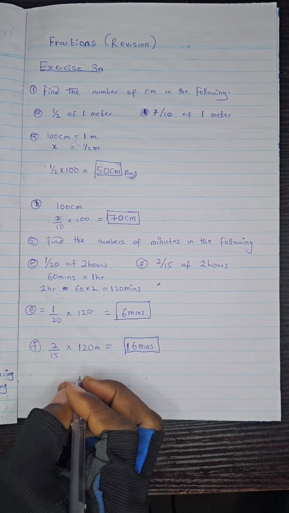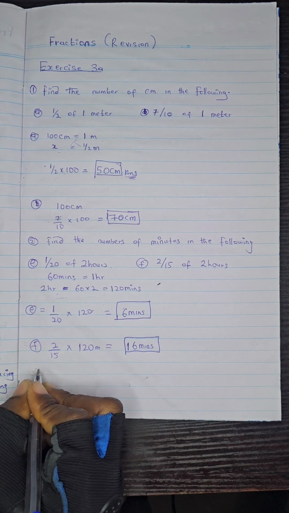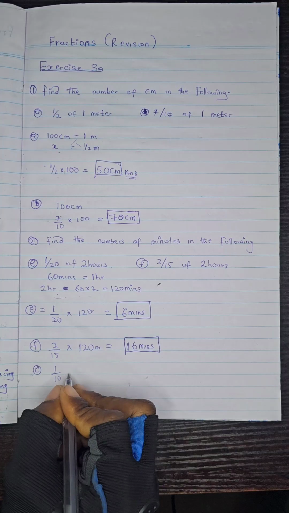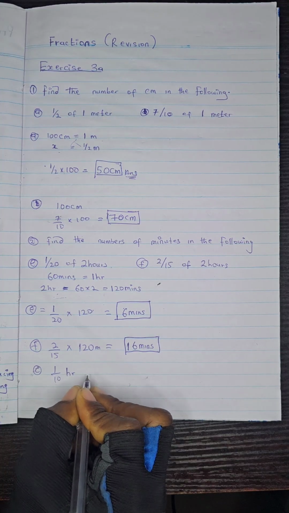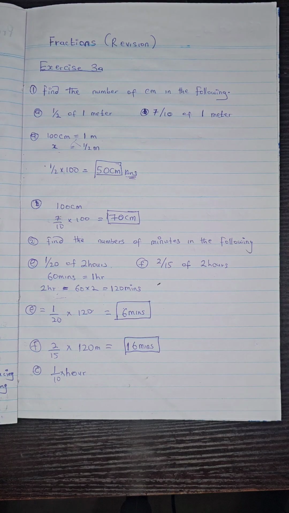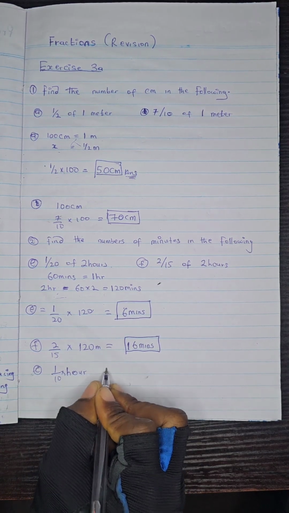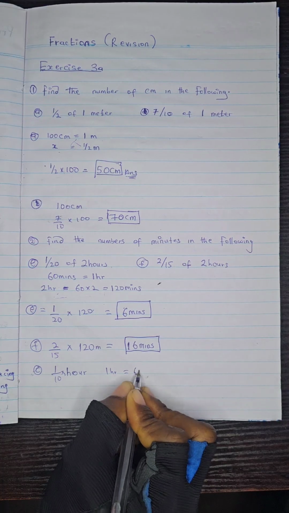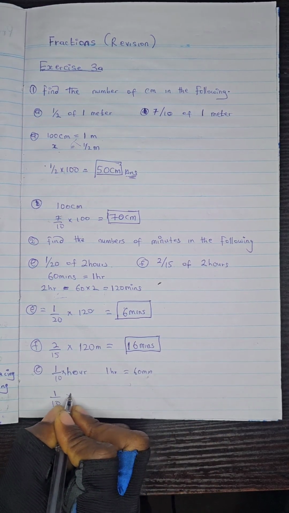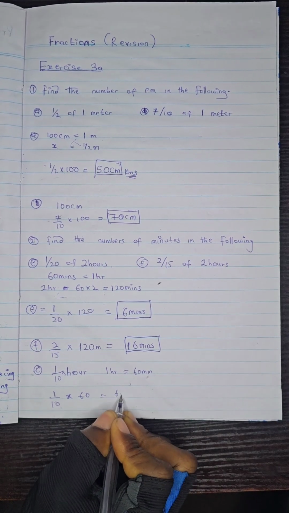Let's do one more, this is number C. We have 1 over 10 of 1 hour. In this case, 1 hour is 60 minutes. So we simply do 1 over 10 times 60. We have 6 minutes.